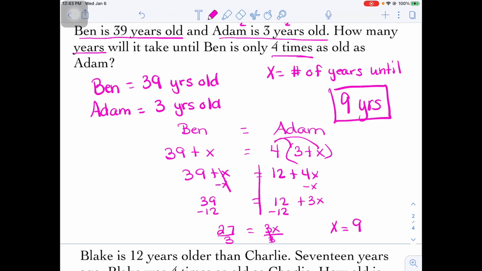And to check ourselves, we could add 39 to 9, and we would get 48. So in 9 years, Ben would be 48. And Adam, in 9 years, 9 plus 3 gives me 12. So Adam would be 12, and is that 4 times as old? Well, if we take 12 times 4, we get 48.